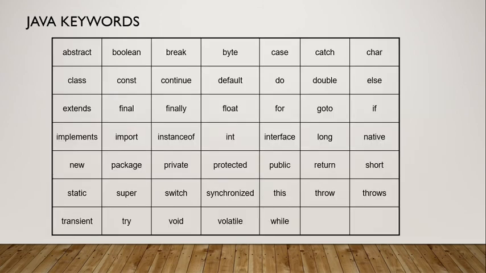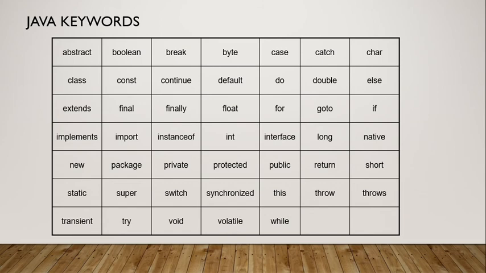Java keywords. A list of Java keywords or reserved words are given below. Abstract. Java abstract keyword is used to declare abstract class. Abstract class can provide the implementation of interface. It can have abstract and non-abstract methods.